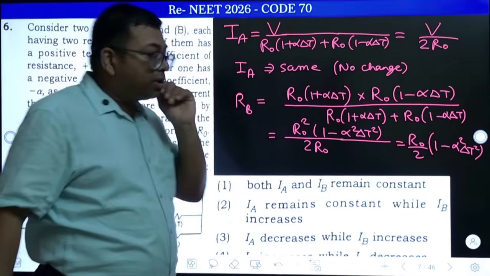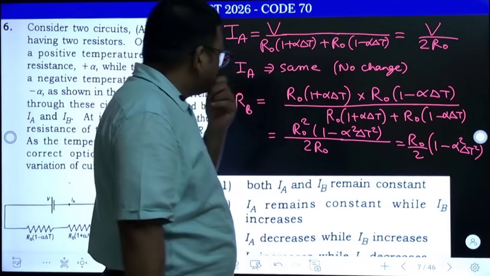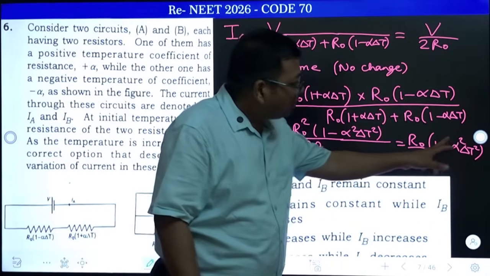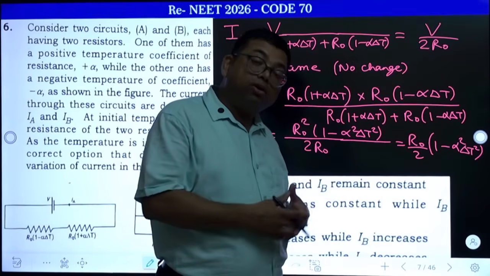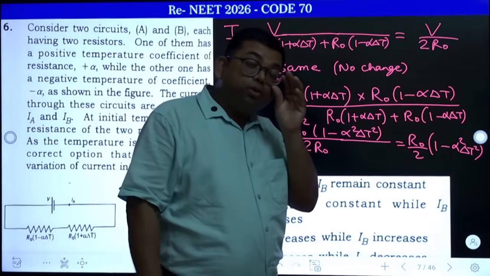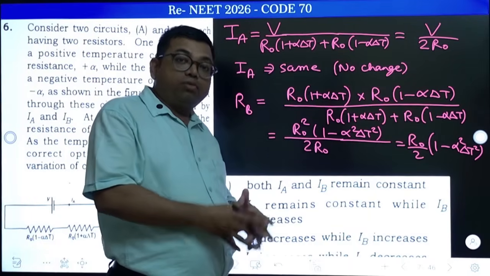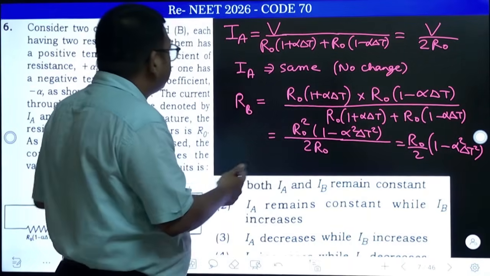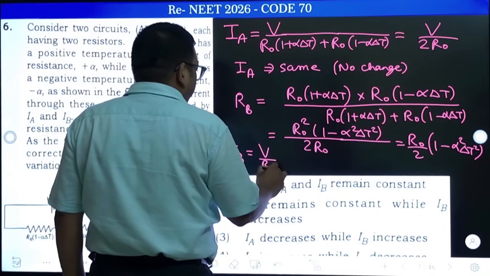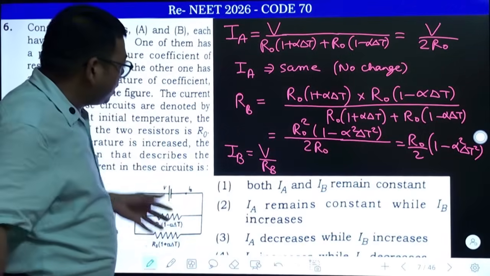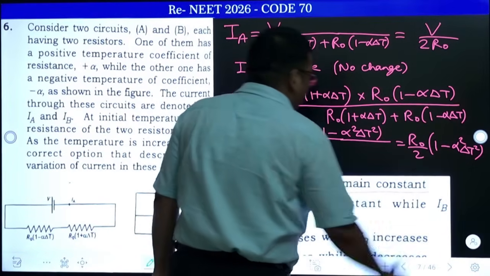Now see, mostly the alpha delta T square term can be neglected. If you neglect the second term, then it will remain R0 by 2, and previously in parallel also it was R0 by 2 only. So if you do the approximation, then RB is also not changing. If it is not changing, then current IB will be V by RB. So if there is no change in RB, then you can say it will remain constant, right? Both IA and IB remain constant.